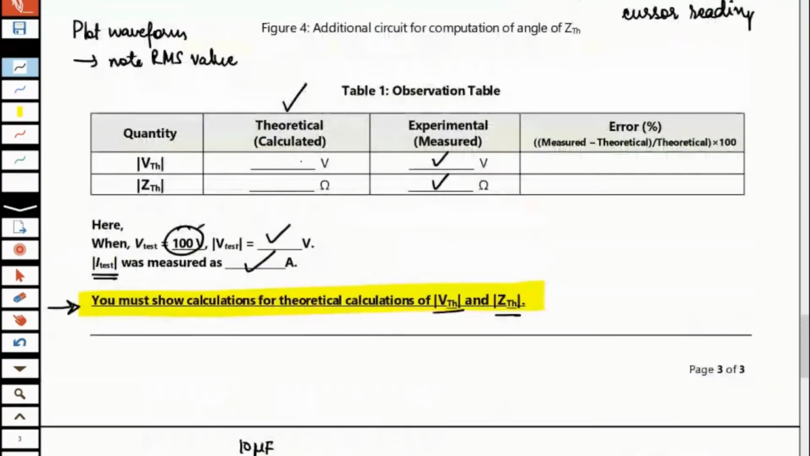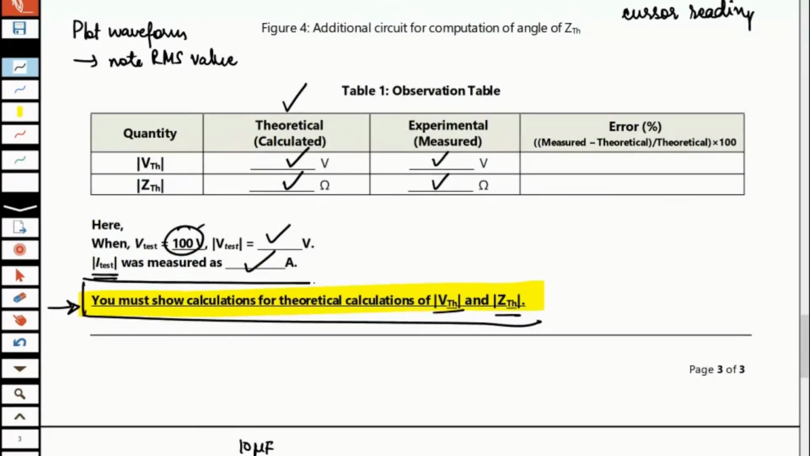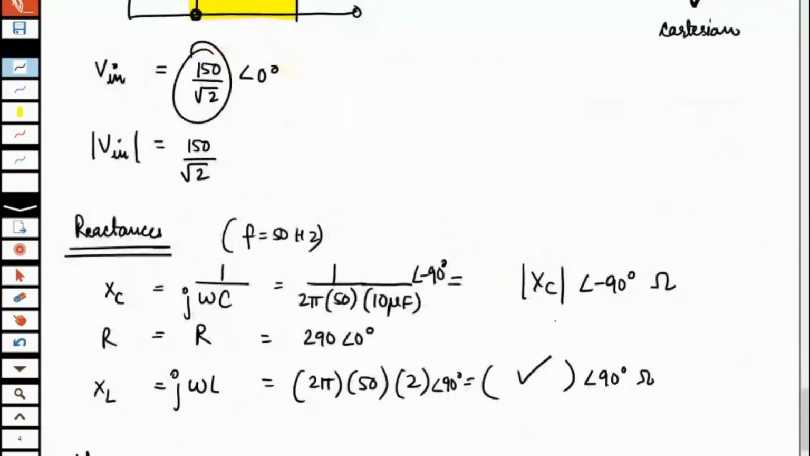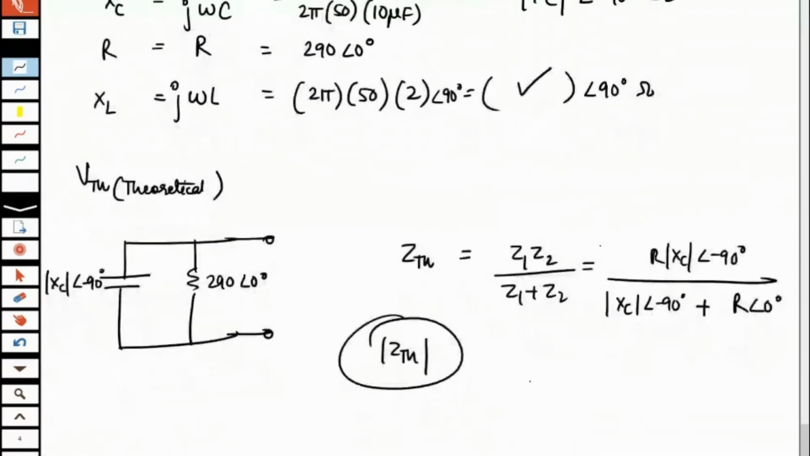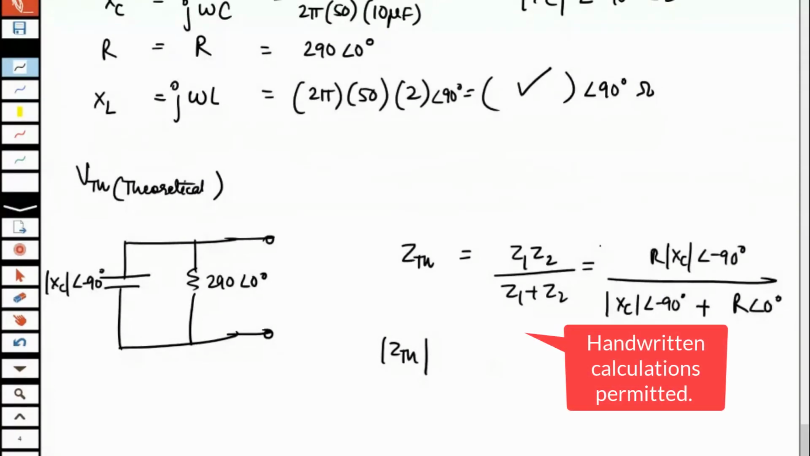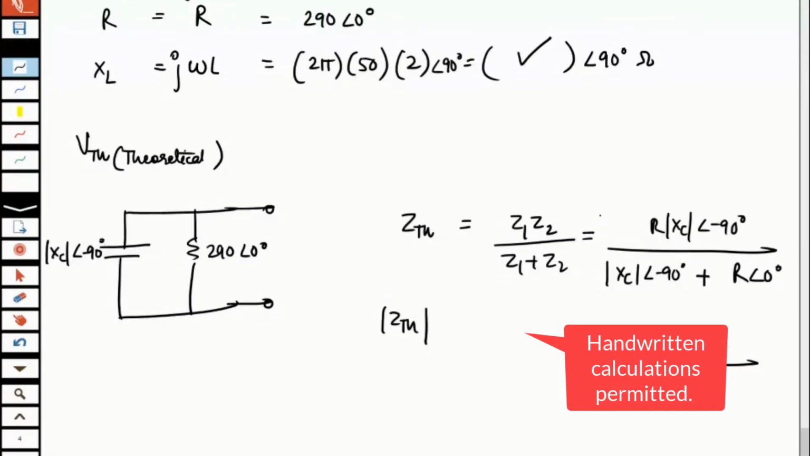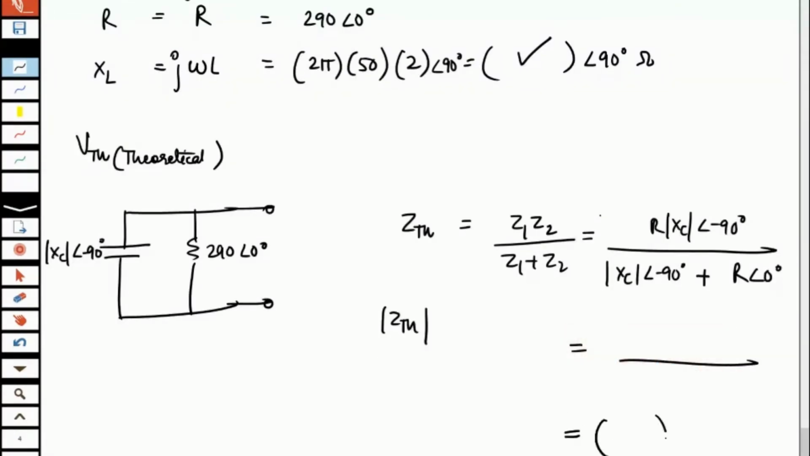Because you have to write these values here, and like it is said, you need to show the detailed calculations. Like how I have shown, I have not written the values, but these need to be shown. So you have to simplify it and write it, something upon something. Then finally you have to bring it in this format.